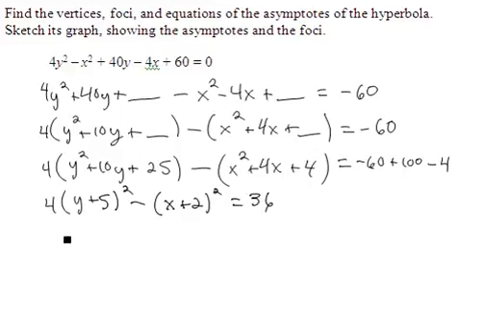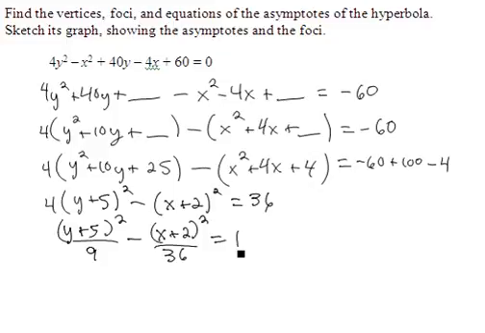If I divide everything by 36, I have y plus 5 squared over 9 minus x plus 2 squared over 36 equals 1. And that's telling me a lot about the shape of this hyperbola. I can see it's been shifted down 5 units, and to the left 2 units. So we'll try to sketch this. The origin has been shifted to the left 2, down 5. So the new center of our hyperbola is down here.